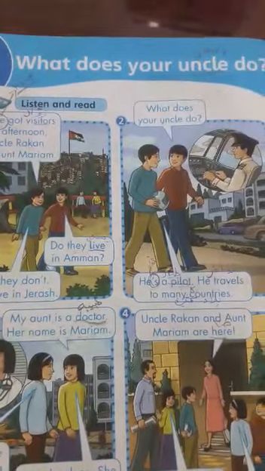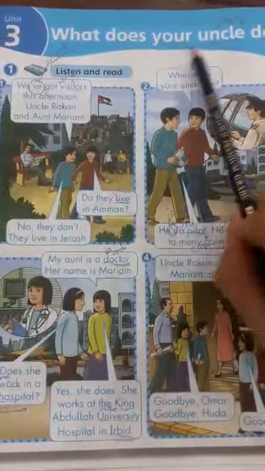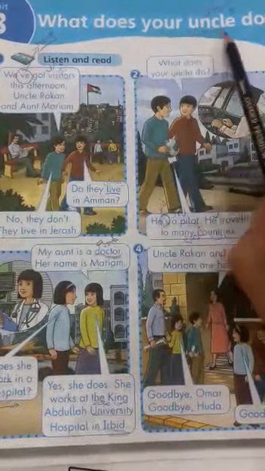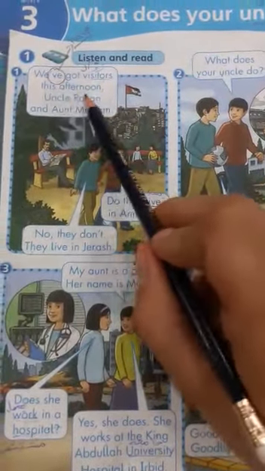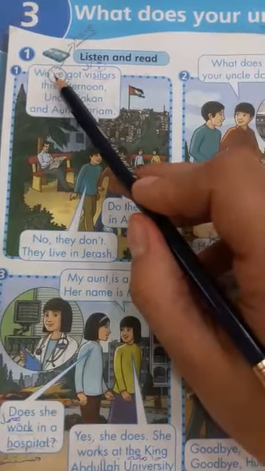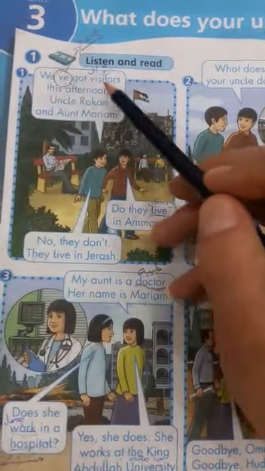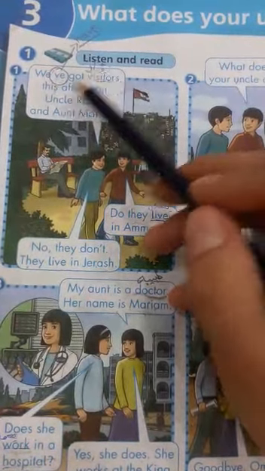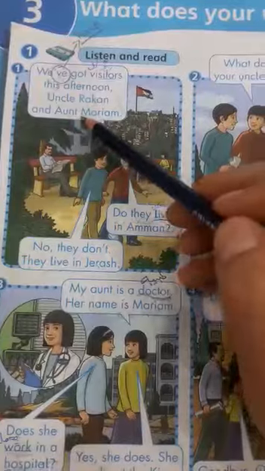Now, I want to read the lesson to explain it. Listen to me carefully. What does your uncle do? Uncle, paternal or maternal. We've got visitors this afternoon. Uncle Rakan and Aunt Miriam. We've, this 've is abbreviated from have. We've got visitors this afternoon. Visitors, guests. Who are they? The visitors are Uncle Rakan and Aunt Miriam.